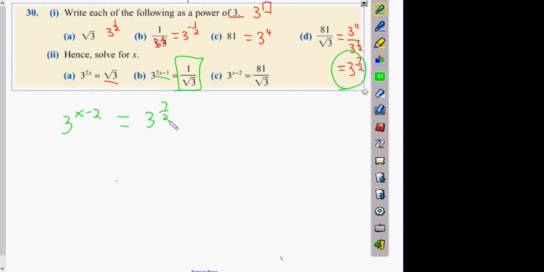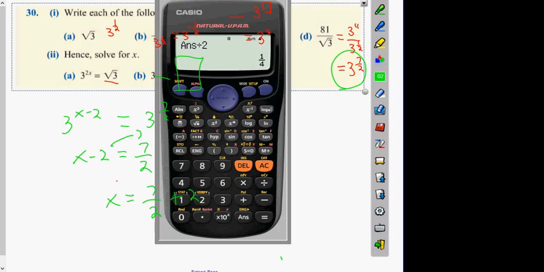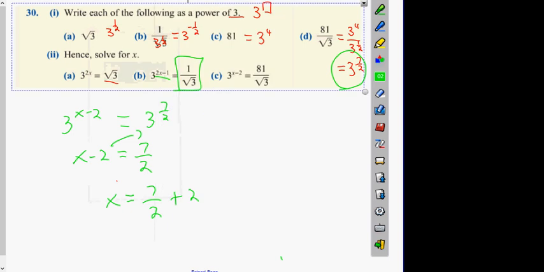Now lads, what about this part here then? What's next? You do 3x minus 2 equals 7 over 2. And then you swap around, so 7 over 2 plus 2. Once again into the calculator with 7 over 2 plus 2. And once you do that, what we're going to have next is 11 over 2. Okay? And that's you done. Okay guys?